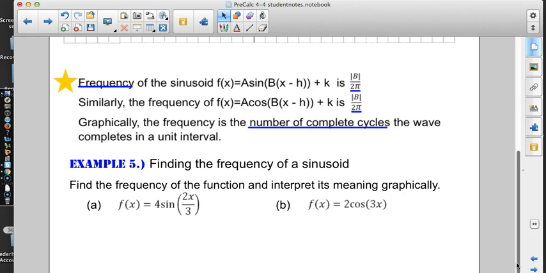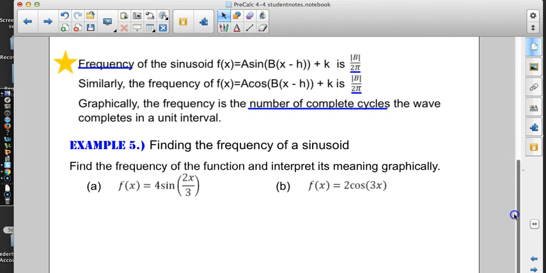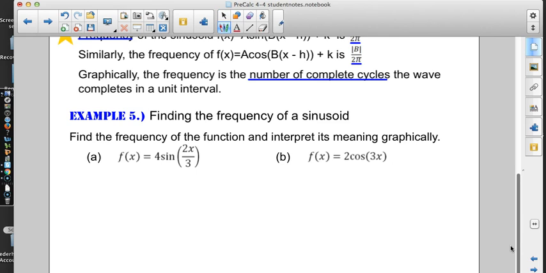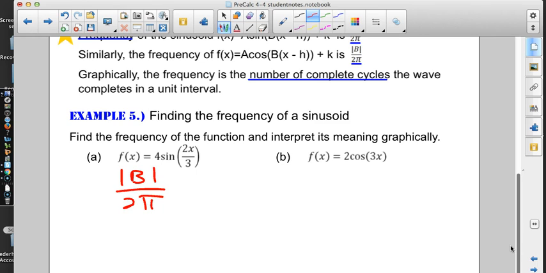Same thing if we're talking about cosine. So if we need frequency, that's what we're going to do. Graphically, the frequency is the number of complete cycles the wave makes in one unit interval. So how many complete cycles of the wave can occur when you're using one unit interval? Down here it says we're going to figure out the frequency of a sinusoid. And I always think of this as the period upside down. So it was 2 pi over b, now it's going to be b over 2 pi. That's what we're looking for.